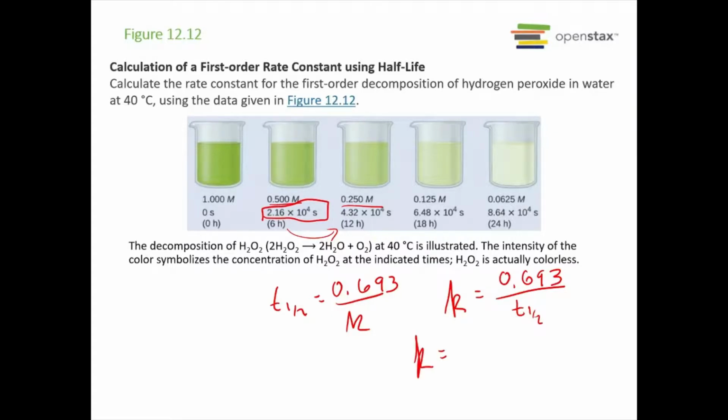So you could use the hours if you wanted to, unless it tells you what units to use. If I'm on an exam and I don't tell you units, you can decide. I really don't care. All right, 0.693 divided by 2.16 times 10 to the 4th seconds. And this gives us 3.21 times 10 to the negative 5th inverse seconds for our K. And there we go. That is our K constant.